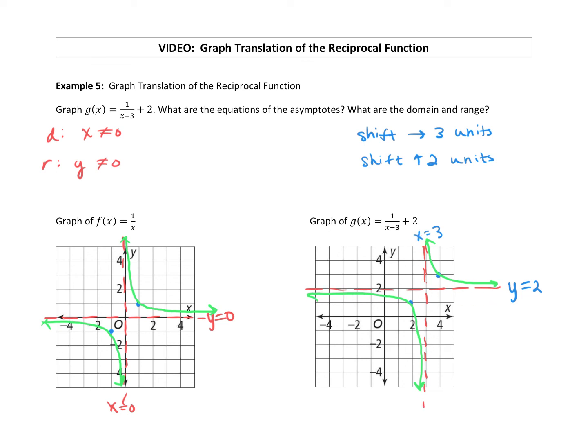So your domain, all of your x's will be everything except for this 3. It says x equals 3. So our domain is our x's will never equal 3 because that was your asymptote. Your range, the y values, will never hit this horizontal line right here, which is y equals 2. So all your y values will never equal 2. And there we have shifted our parent function 1 over x to this right here.